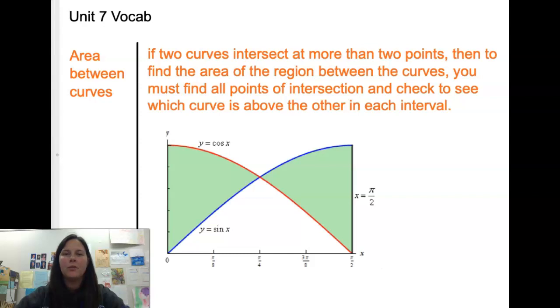Today is day 2 of finding area between two curves. And the step up in challenge level is that if the curves intersect at more than one point, you have to check each region to see which curve is above the other. So here's an example of where one function is on top, but then it switches and becomes the bottom function. And this is going to be our first example.